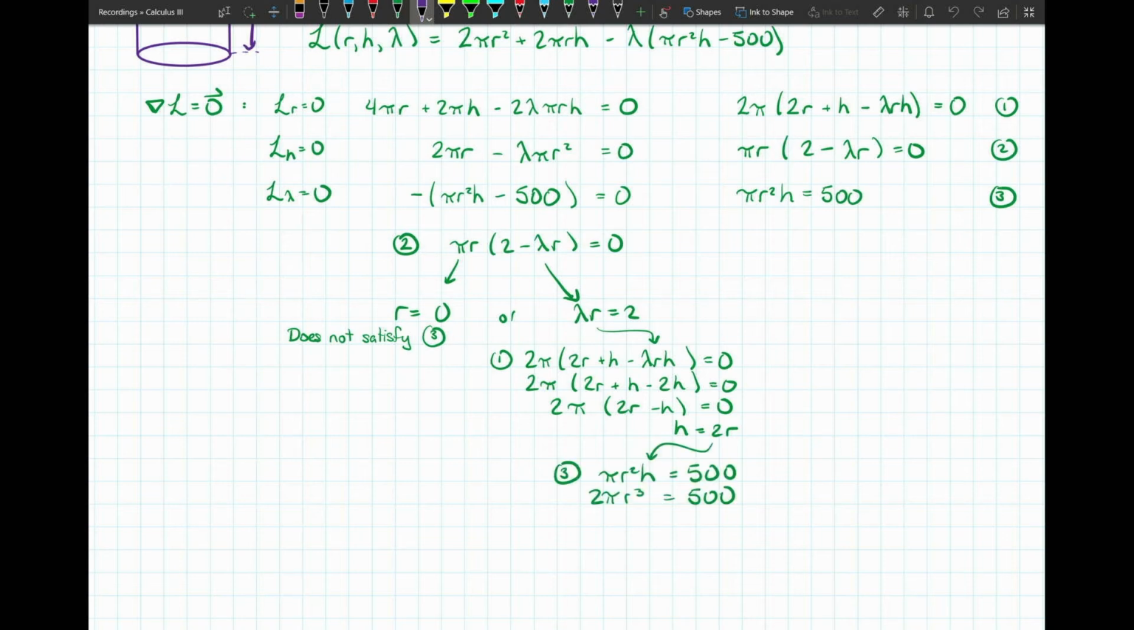Plugging h equals 2r into equation 3, we must have 2 pi r cubed equal to 500. That's not going to be a very nice number for r, but we can solve for r and get r in terms of centimeters: 4.301 centimeters, because 1 milliliter is equivalent to 1 cubic centimeter. Tracing our steps back, we know what our height has to be. Height is equal to 2 times that radius. Now, barring a little rounding error there, h is approximately 8.602 centimeters.